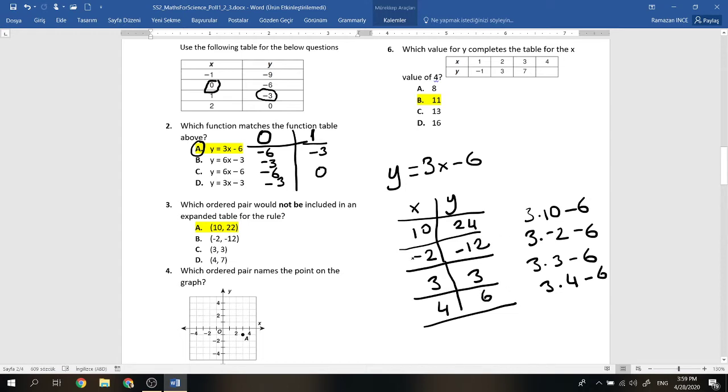In that option, when you see that option B and option C are correct, but option A and option D are wrong, it means the answer should be option A or option D. Next question: which ordered pair names the point on the graph?